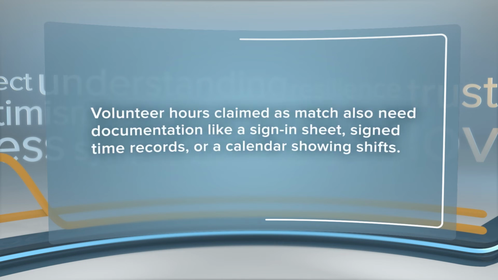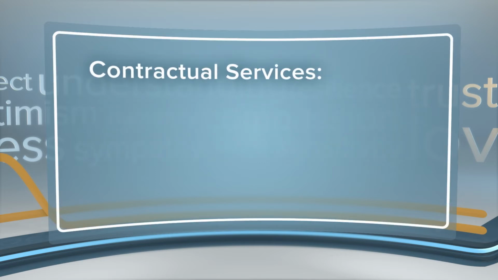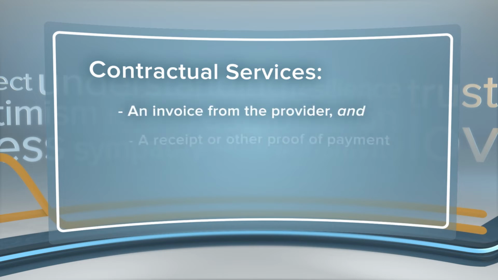Volunteer hours claimed as match also need documentation, like a sign-in sheet, signed time records, or a calendar showing shifts. Required documents for contractual services expenses can include an invoice from the provider and a receipt or other proof of payment, such as a bank statement, canceled check, or a copy of the front of a check signed and dated. The check does not have to be cleared.